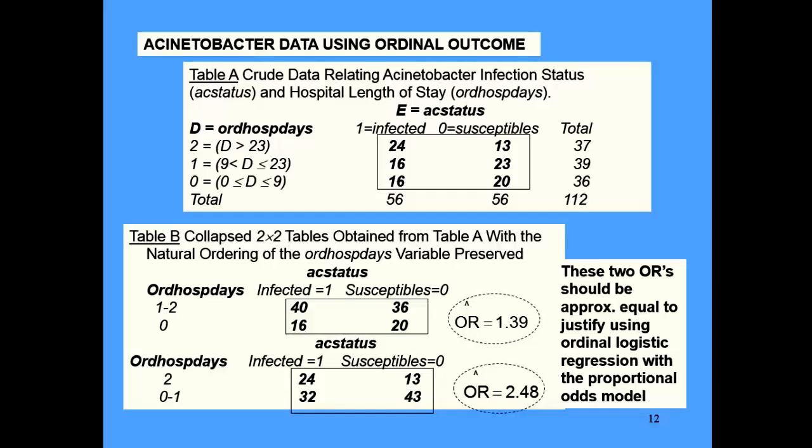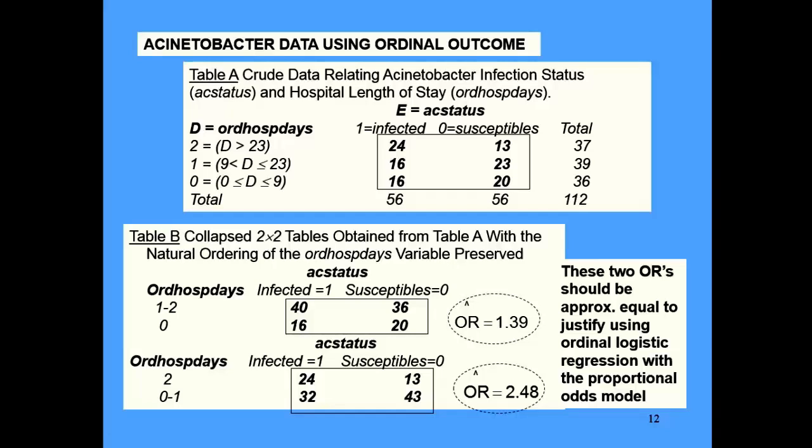So in any case, we look at these two numbers, and they should be approximately equal, and they're not. They look very different, as we said last time. As a result, this suggests that if you took this data and just did the crude analysis, it wouldn't be appropriate to use the proportional odds assumption. That's what this suggests, okay?